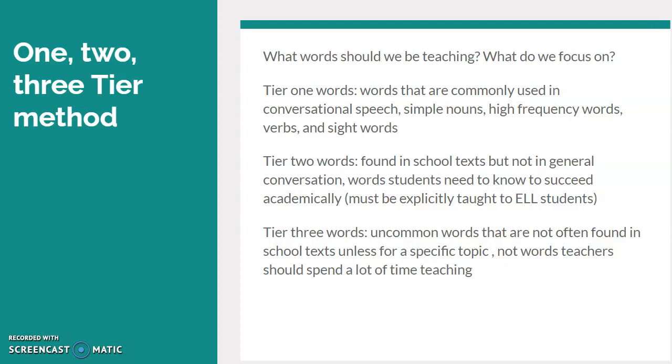Tier 2 words are those that are found in texts, like readings, but not in general conversation. These are words that students need to know to succeed academically, and they must be explicitly taught to many English language learners. In order for students to be able to comprehend things in school and achieve academically, they need to be explicitly taught what these tier 2 words mean. These could be words like characterization or setting, things that you wouldn't normally just talk about with your family at the dinner table.